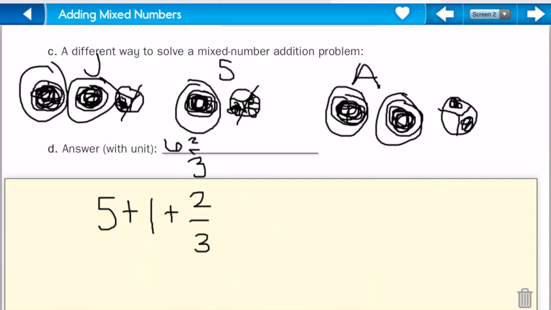6 2/3. Or we can write 20 thirds, because I know that 6 groups of 3 equals 18. So 6 circles divided into 3 equals 18 pieces. And then I just add my 2 more, and I get 20 thirds.